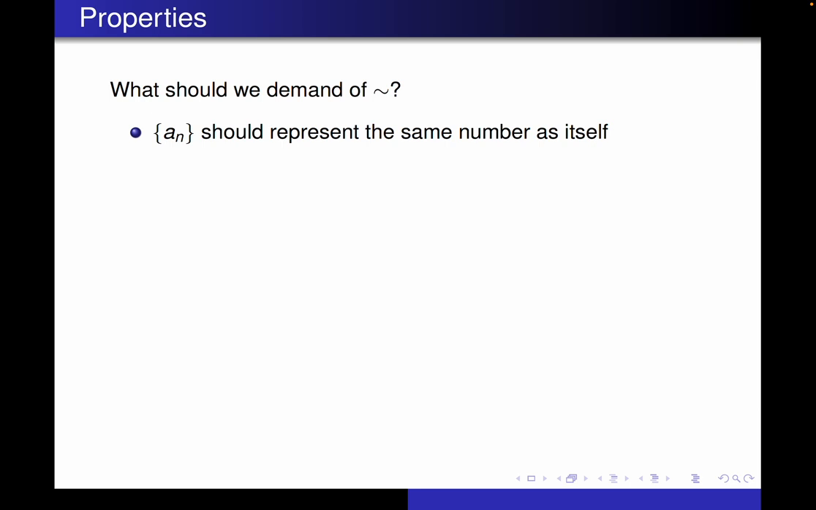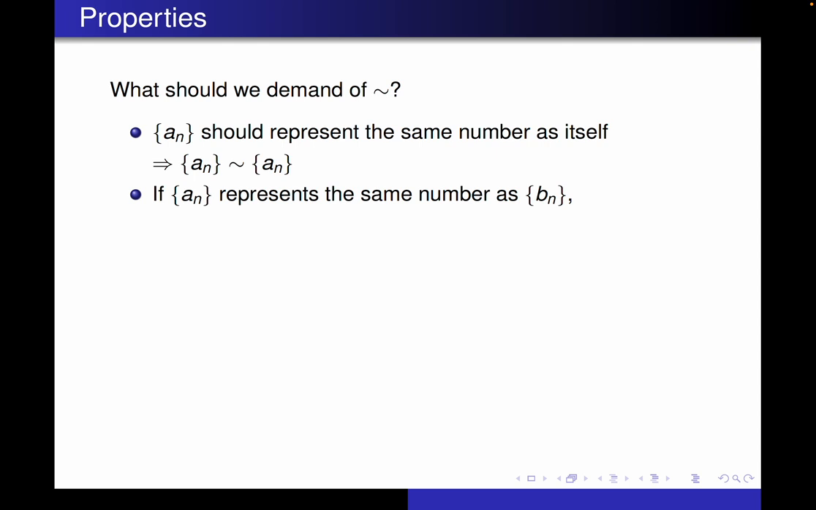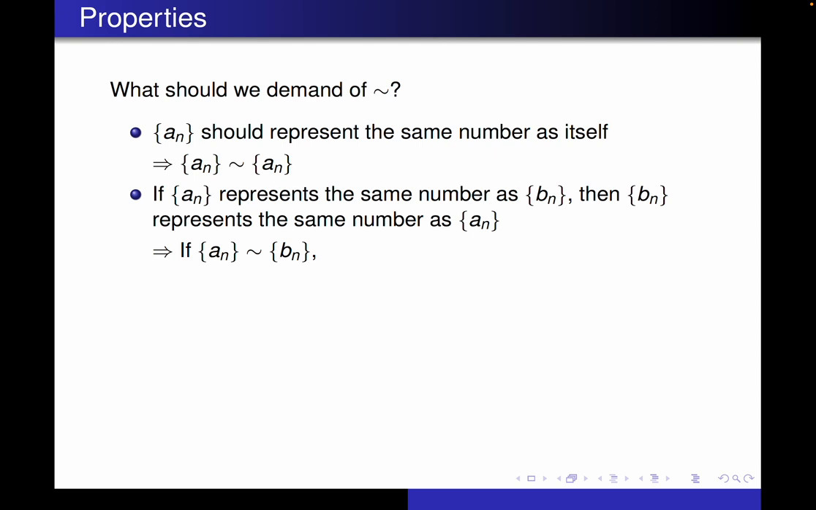So first of all, the sequence a_n should represent the same number as itself. If we have a Cauchy sequence that represents two different numbers, that is an issue. That is a problem that we can't resolve. So we should have the property that a_n is always equivalent to itself. Secondly, if a_n represents the same number as b_n, it should be the case that b_n represents the same number as a_n. Again, it sounds obvious, but we have to state it to make sure it's true. Not all relations work that way. So that means if a_n is related to b_n, then b_n is related to a_n.